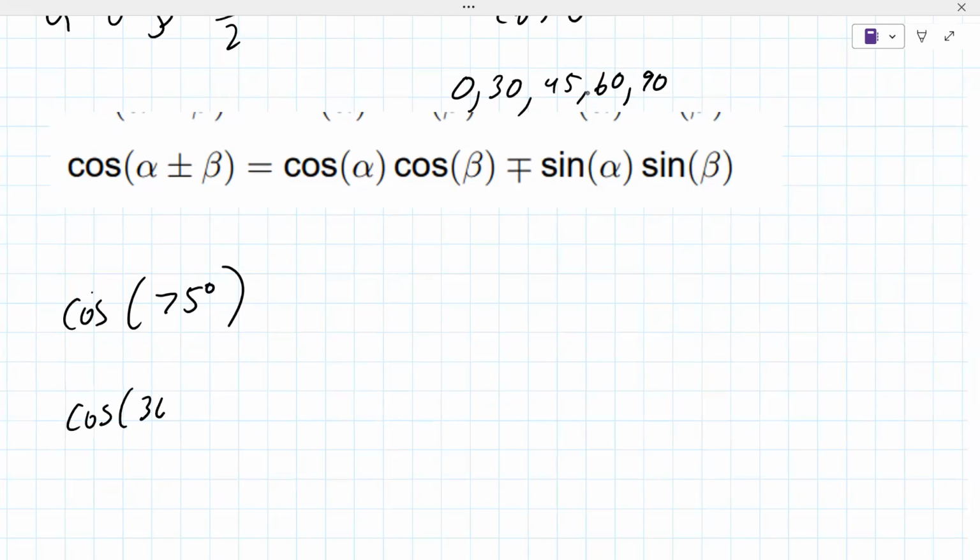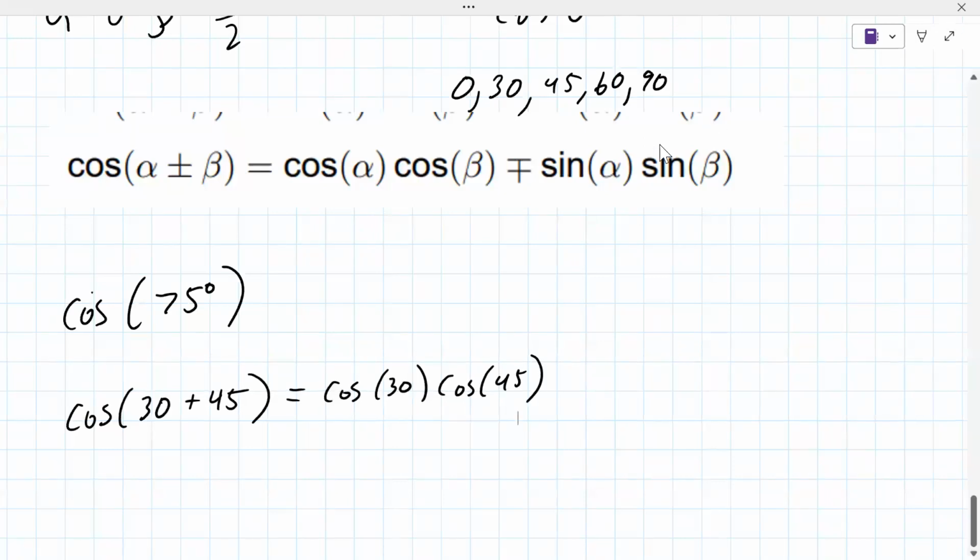Yeah, so cosine of 30 plus 45. Okay, so this becomes cosine 30, cosine 45. Now, is it plus or minus in the middle here? It's a minus, sine 30, sine 45, right?